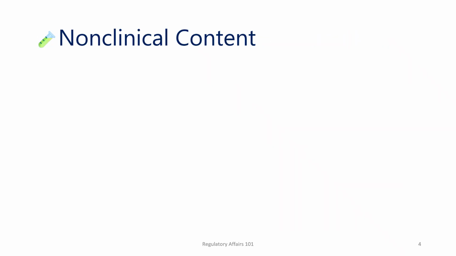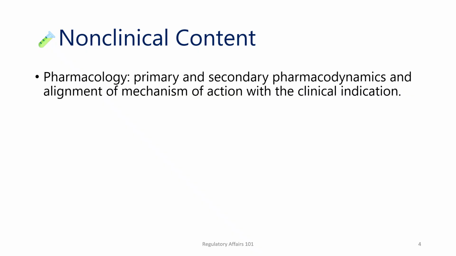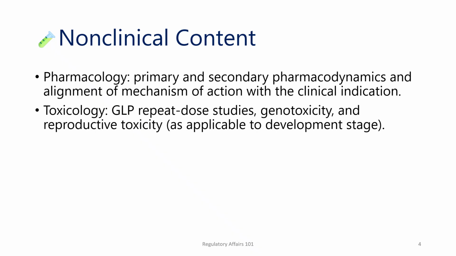The non-clinical section provides the foundational safety data that support first-in-human dosing. Pharmacology studies describe primary and secondary pharmacodynamics and ensure alignment of the mechanisms of action with the intended clinical indication. Toxicology studies, typically GLP repeat dose studies, evaluate systemic toxicity, genotoxicity, and reproductive toxicity when appropriate for the development stage.